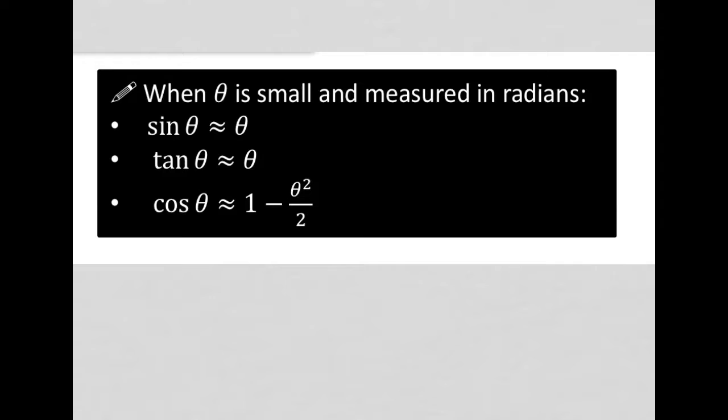So we can go on and we can prove all of these, and actually we don't need to. If you do want to look at that, do look it up, do look in your textbook as well. But the key things you need to know are shown here. Sine theta is approximately equal to theta, tan theta is approximately equal to theta, and cos theta is approximately equal to 1 subtract theta squared over 2.